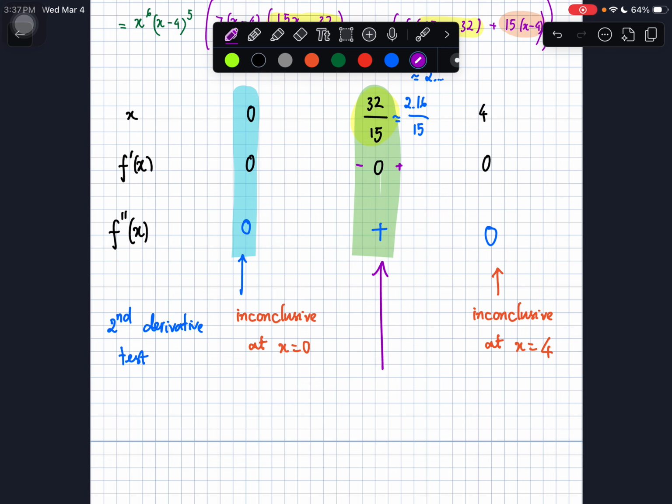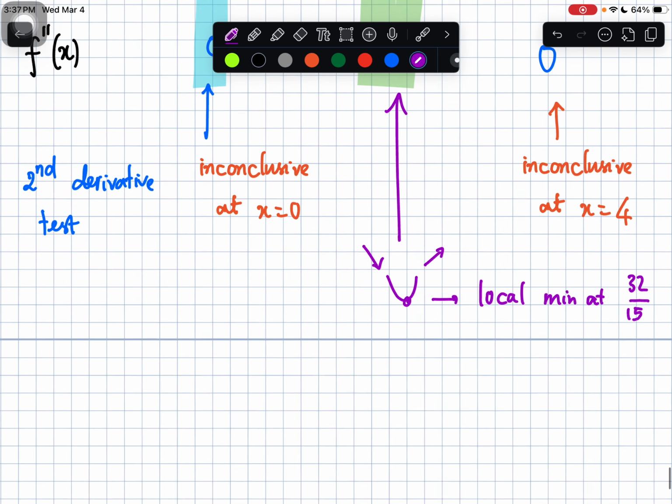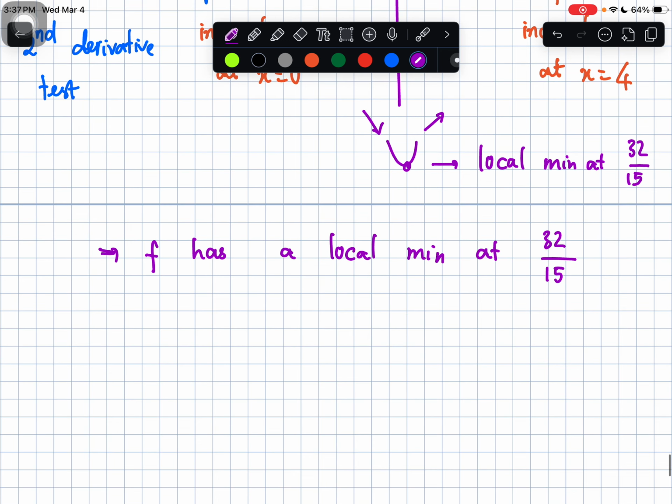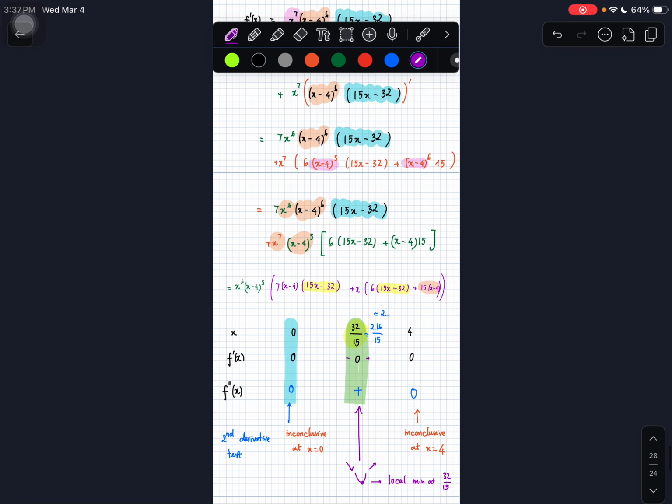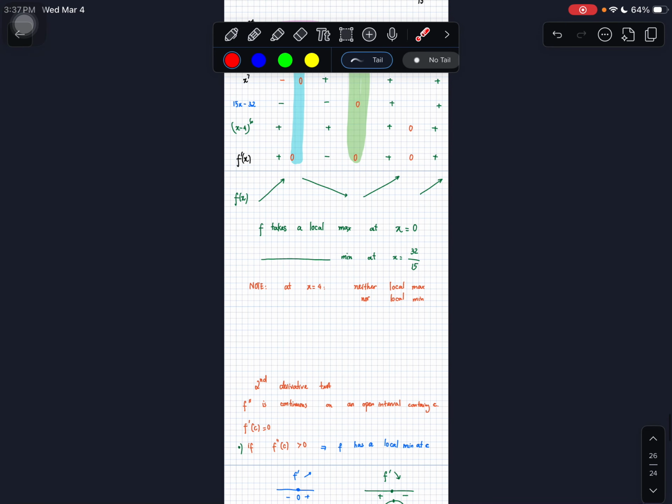So the figure we should expect is the graph decreasing, then increasing. We should have a local min at 32/15. So f has a local min at 32/15. That is the only thing the second derivative test can say. So the first derivative test tells us more.